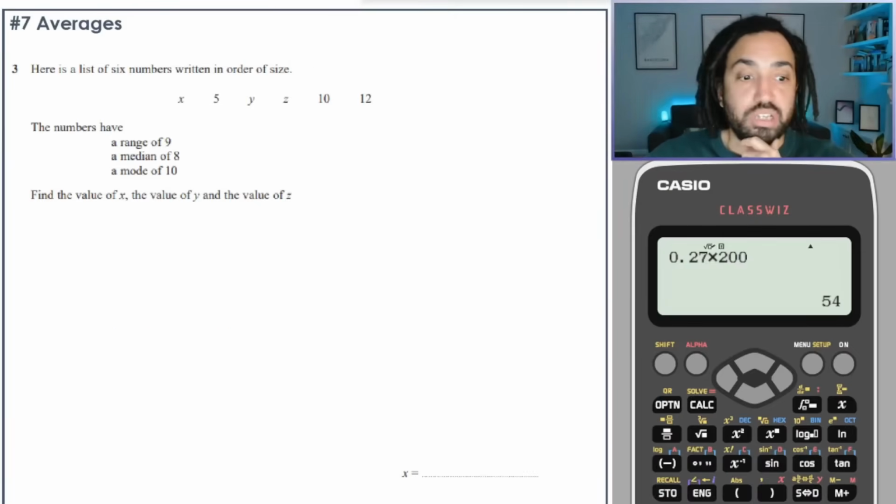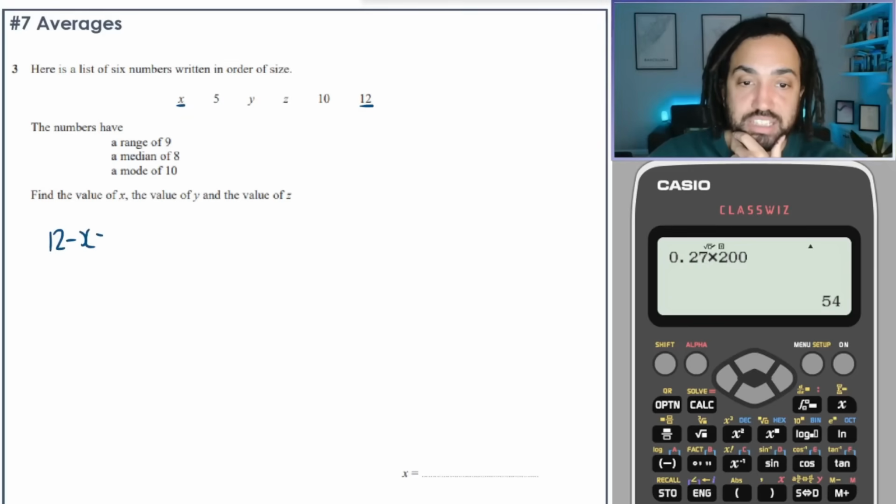Okay, question 7, we're looking at averages, and we've got a list of 6 numbers written in order of size. The numbers have a range of 9. So they're in order of size, which means the range is the biggest minus the smallest. So 12 minus x must equal 9. From here, I can tell that x must equal 3.